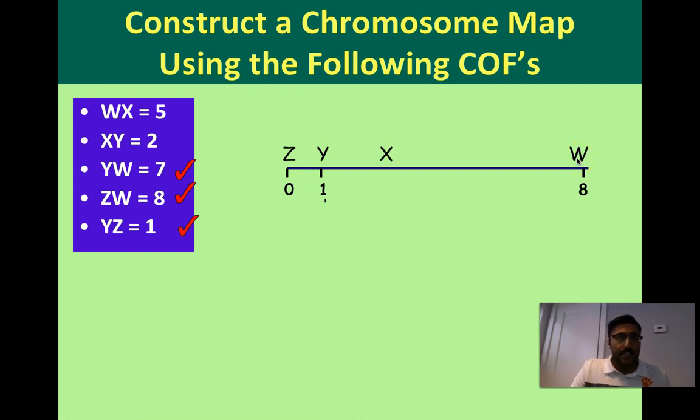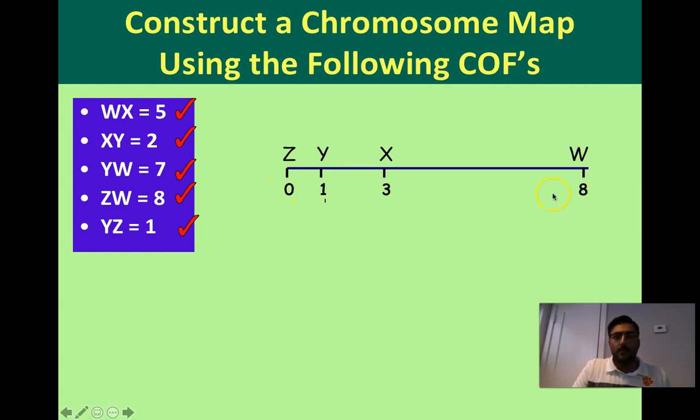The X is 2 map units away from Y, or 3 map units away from Z. And so at this point, I have plotted everything. We can check our answers.